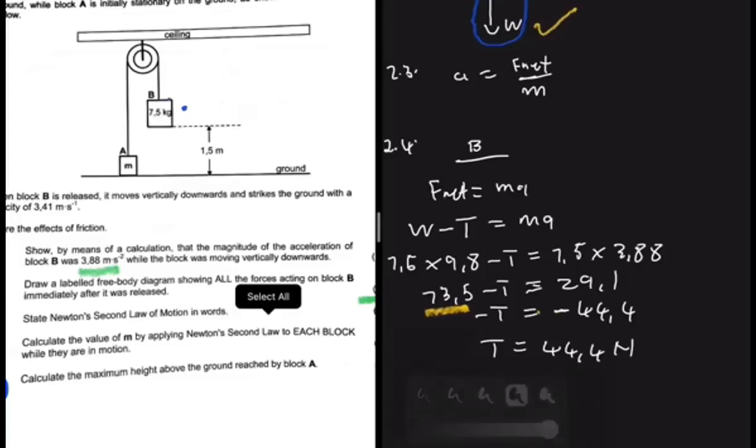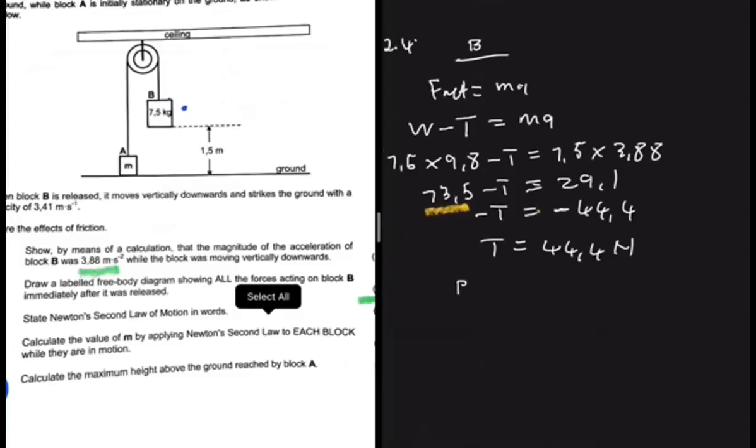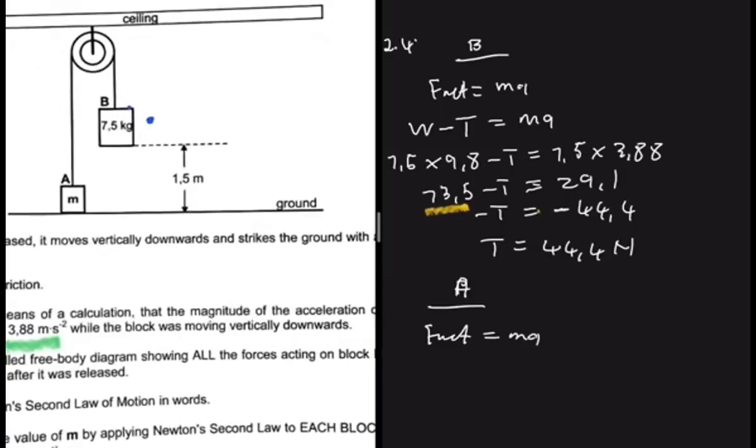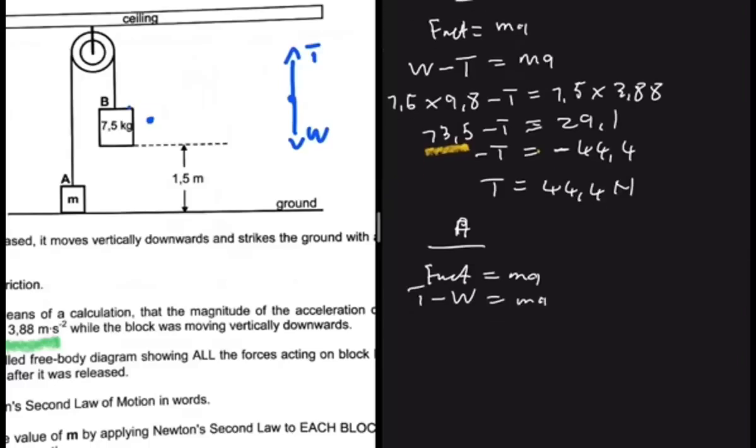So now we have to go to that object. So for object A, still F net is equal to MA, right? There's no other way. So let's have a free body diagram for object A so that we can see what is going on. For object A, the tension is pulling the object upwards, right? And the weight is opposing. So here we must have tension minus the weight, because now it is the tension that is pulling and the weight that is opposing, unlike in object B. Right, so the tension, we know that it is 44.4, minus the weight.